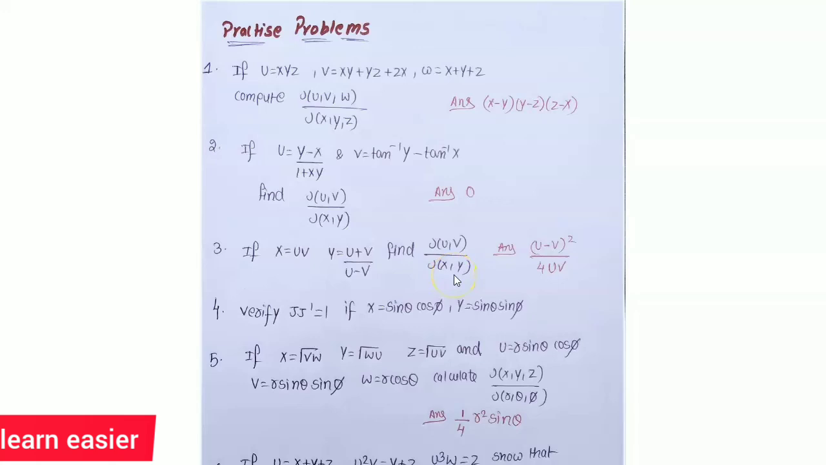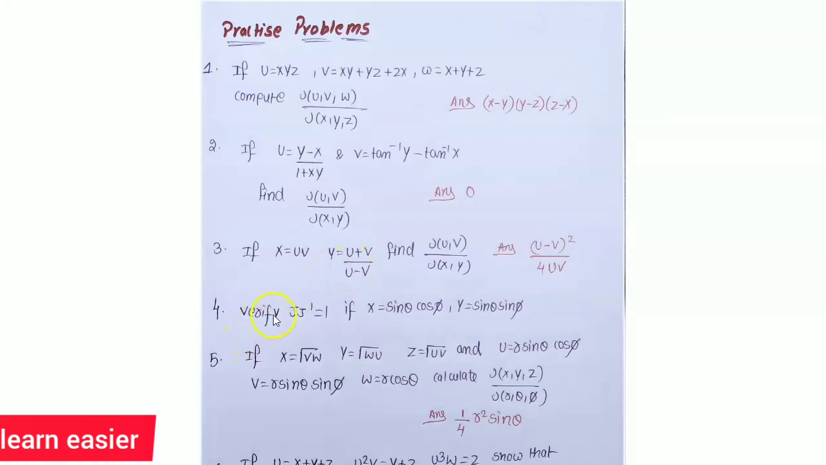So here we have to use the property J times J' equal to 1, because here x and y are in terms of u and v. So for this problem we found that the answer is (u minus v) whole square by 4uv. So I have given it here again because you have to practice this problem again.